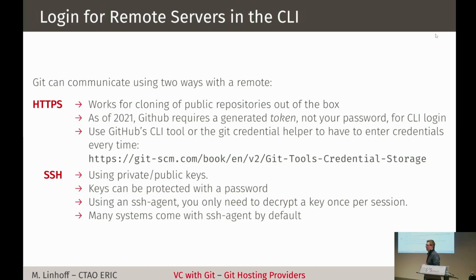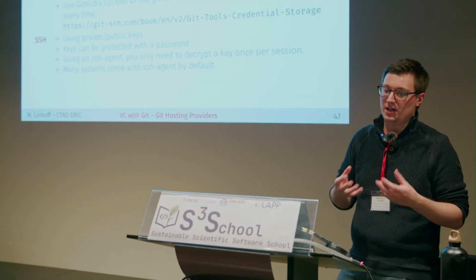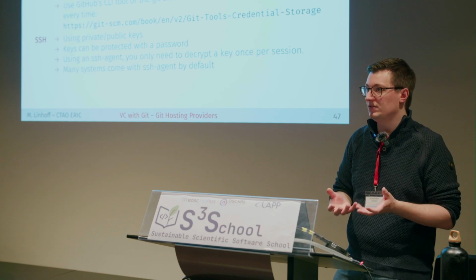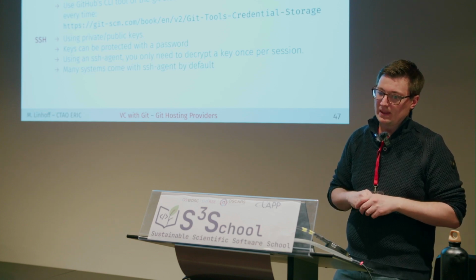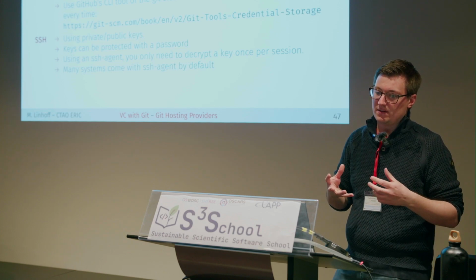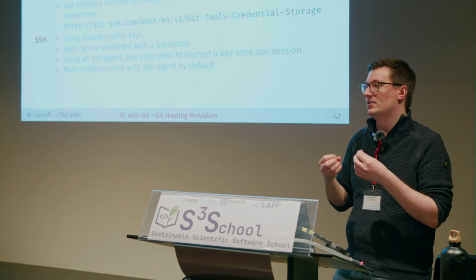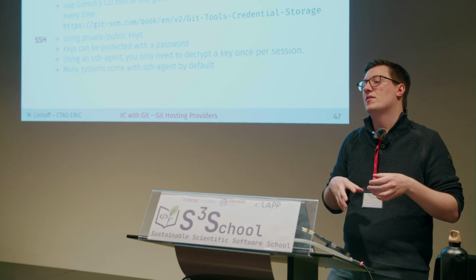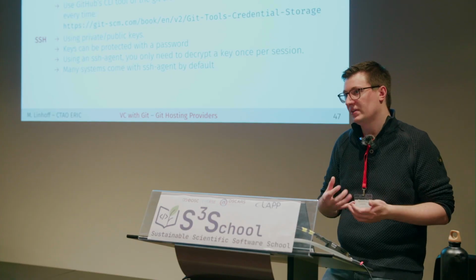The other option is using the SSH protocol, which is based not on symmetric cryptography, so a password that you and GitHub know and can compare, but it works by asymmetric cryptography, which means you, on your machine, create a pair of a private and public secret keys. And how this works is that the public key can be used to encrypt something, and only the private key can be used to decrypt.